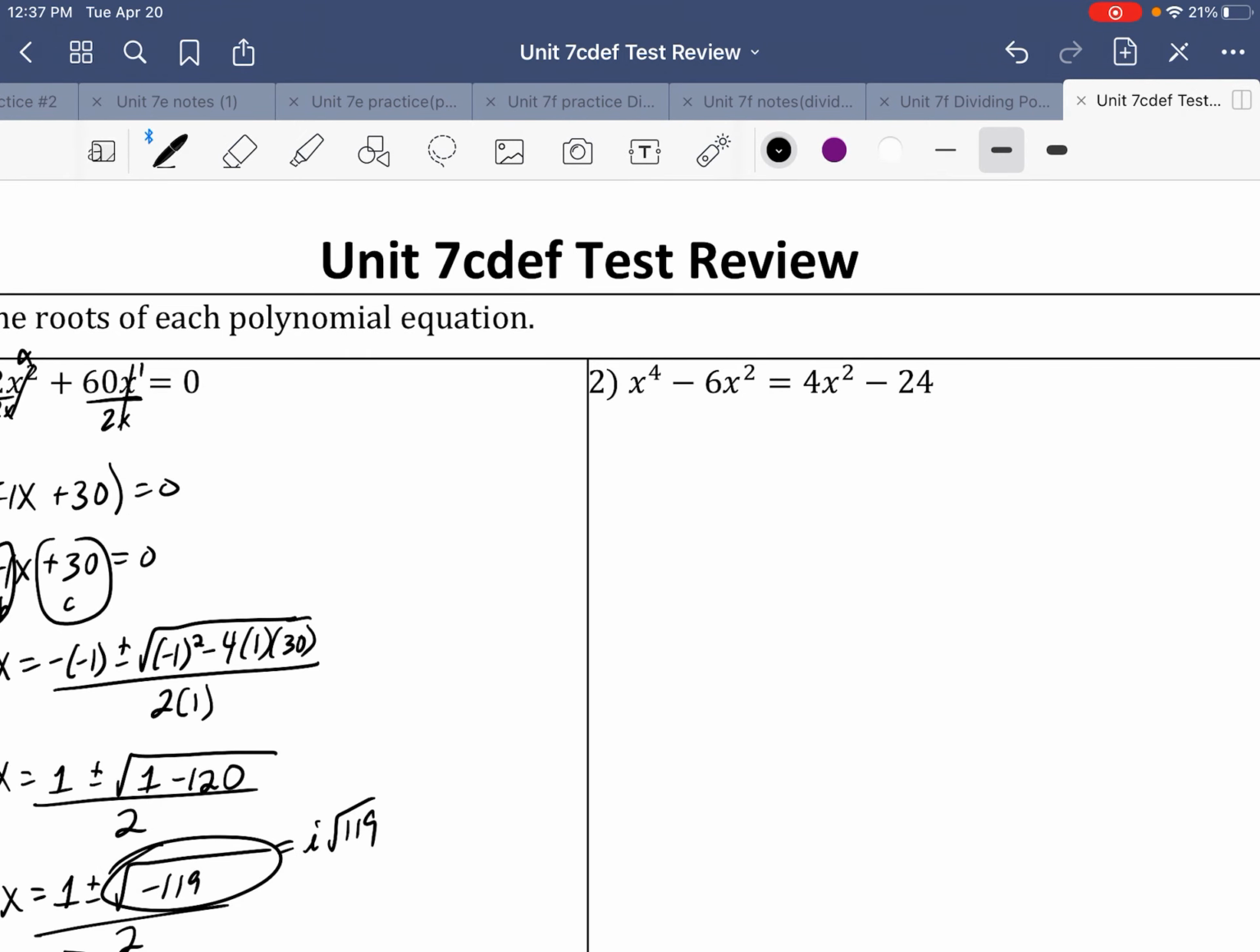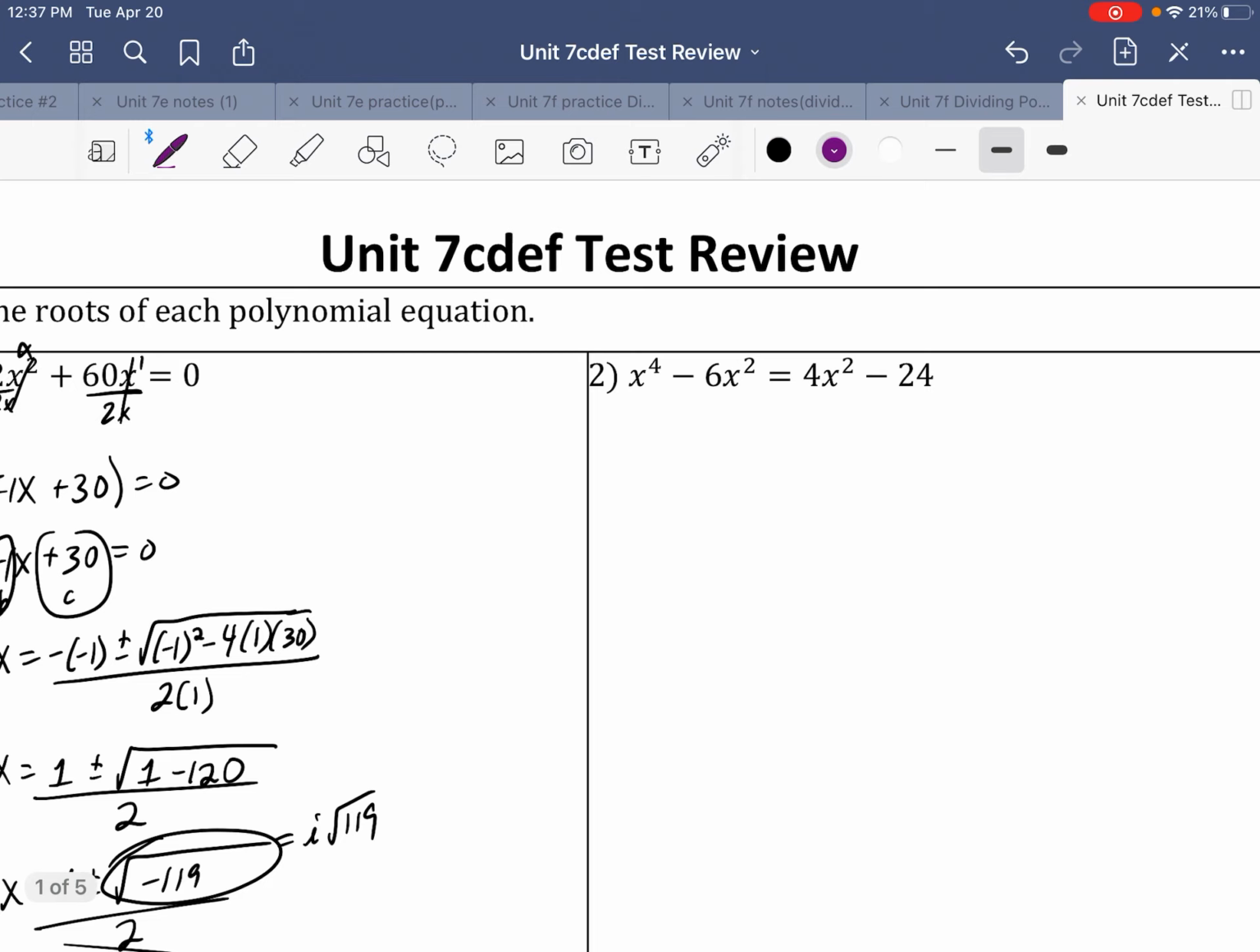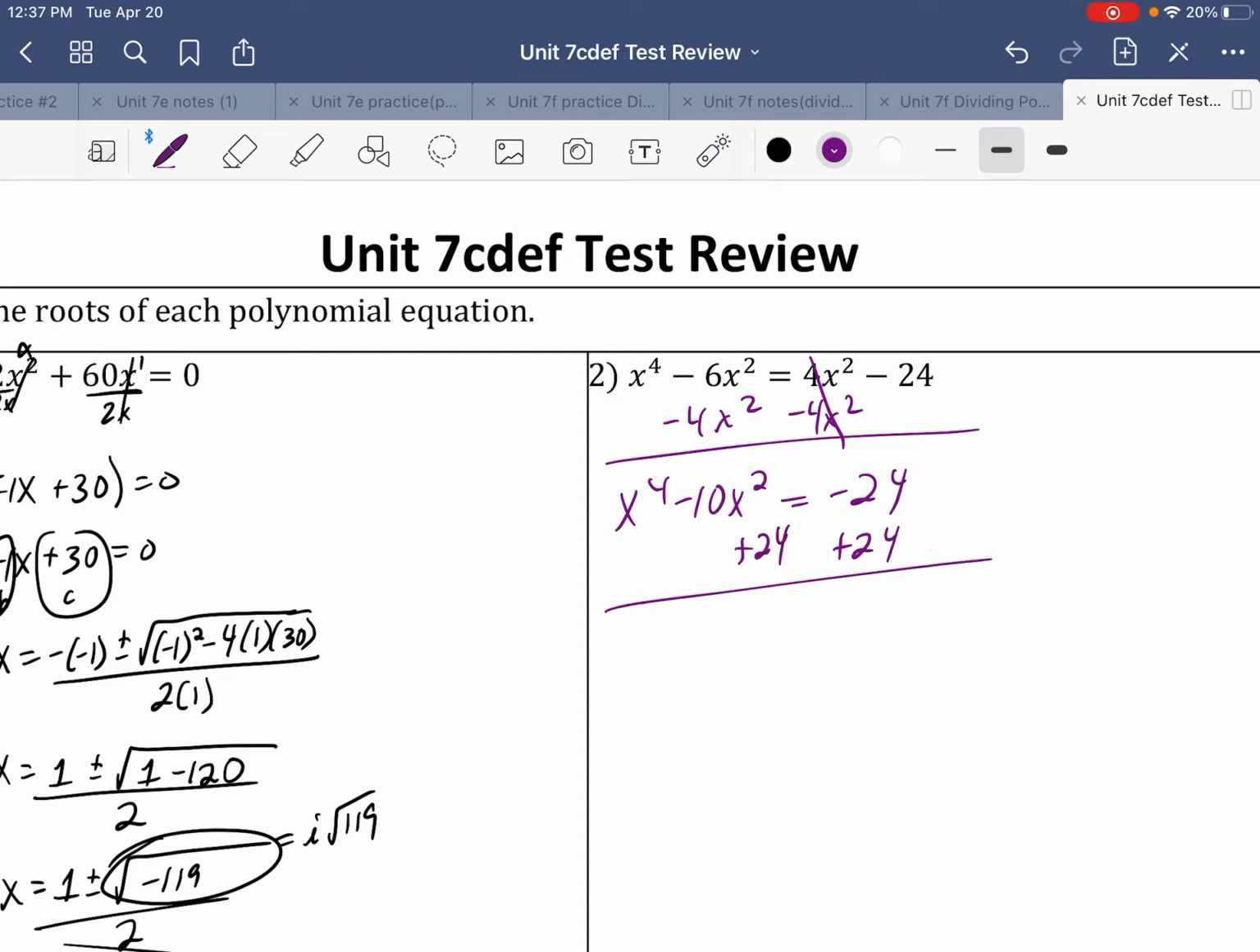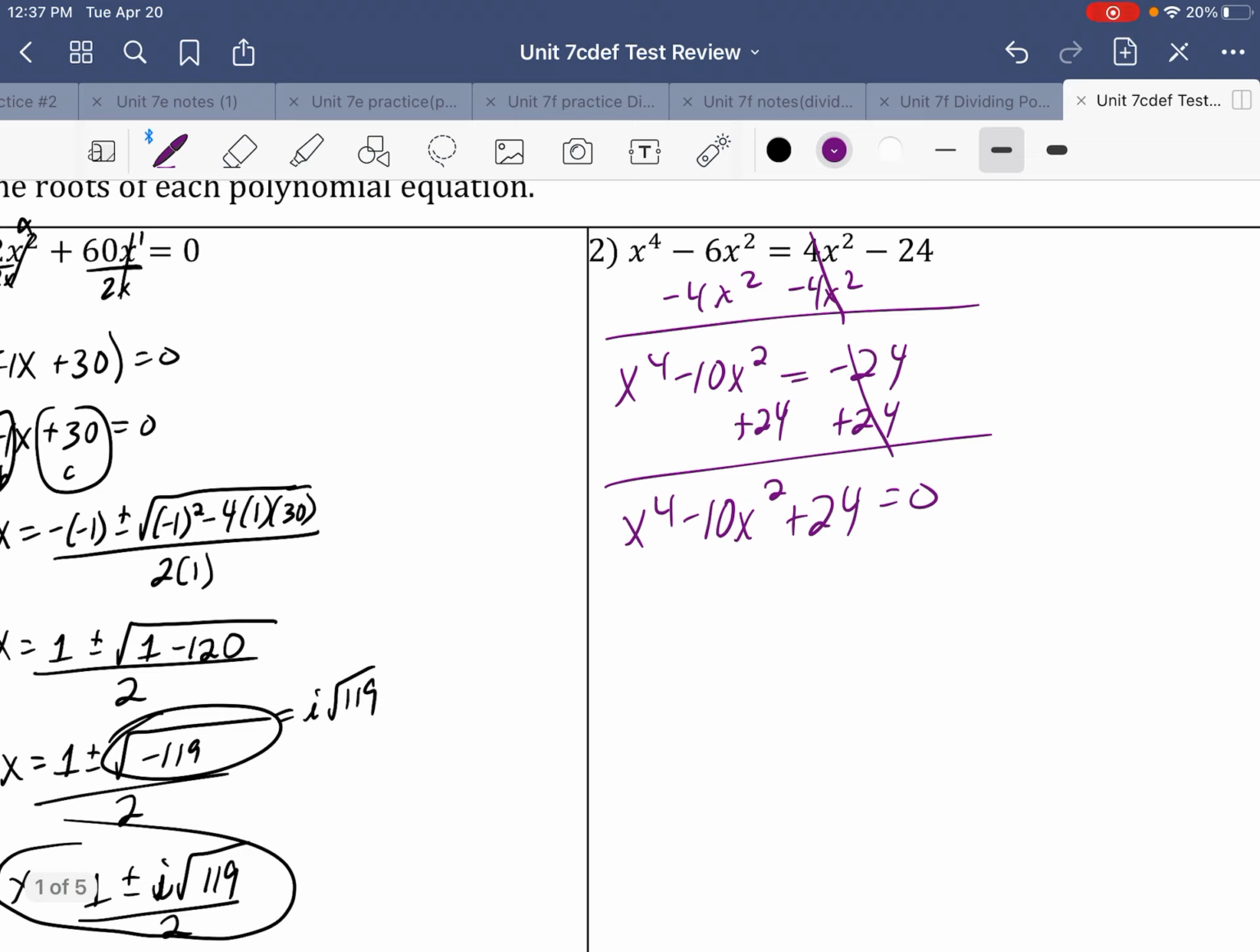All right, next, number 2. We have, first let's get all the terms to one side. So then we want the equation equals 0. So x to the 4th minus 10x squared equals -24. We could have done this in the same step. Kind of ran out of room though. So adding 24, equals 0. So you need to make the equation equal 0.